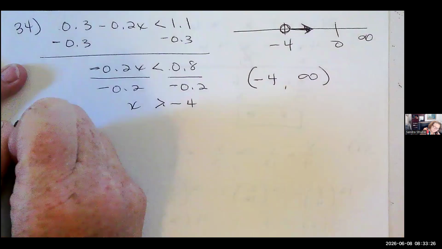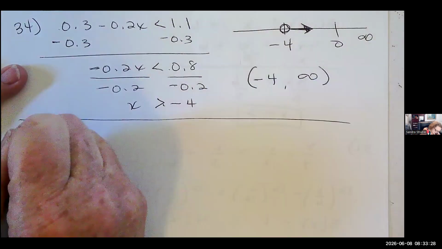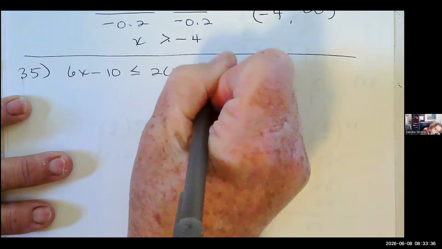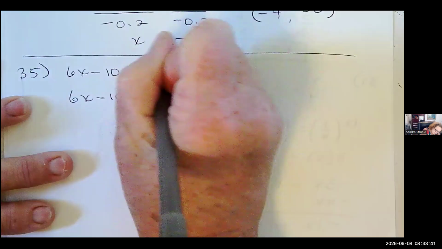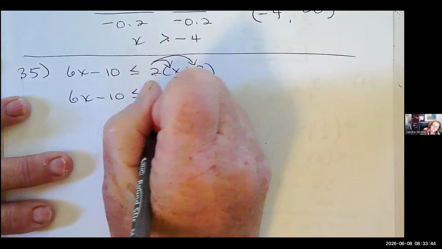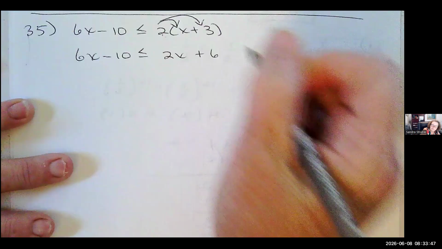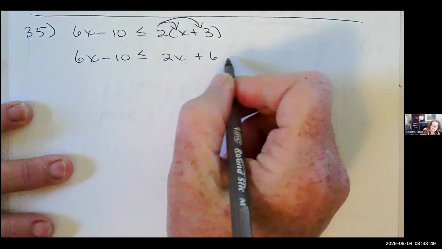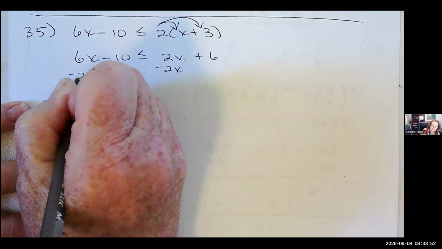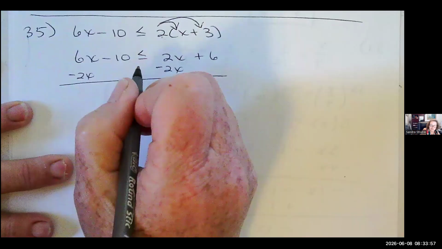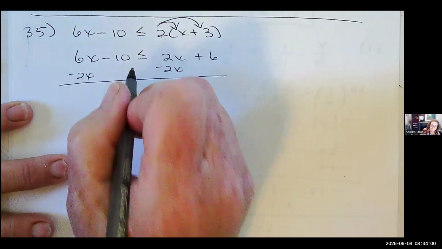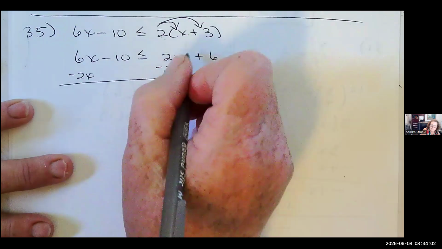35. 6x minus 10 less than or equal to 2 times x plus 3. I'm just going to simplify the right side. I have to distribute my 2. 2 times x is 2x. 2 times 3 is 6. All right, let's get our x's on the left, our constants on the right. I'm going to bring this 2x over here. Subtracting does not change the inequality. Only multiplying or dividing by a negative on both sides changes the inequality. We're not doing that yet. So 4x minus 10 less than or equal to 6.